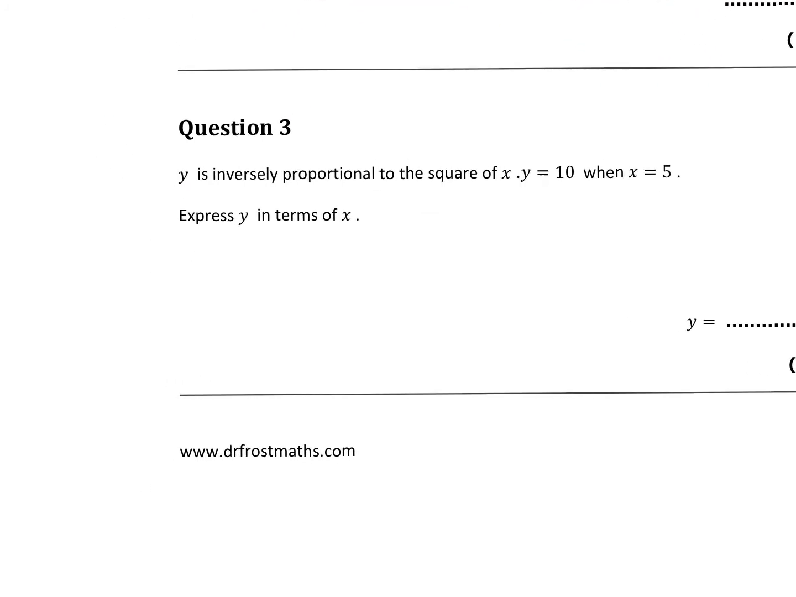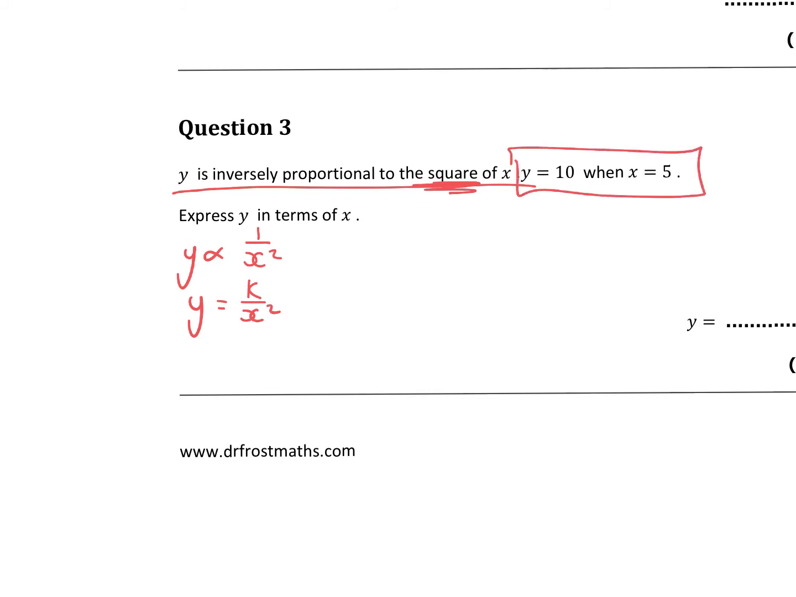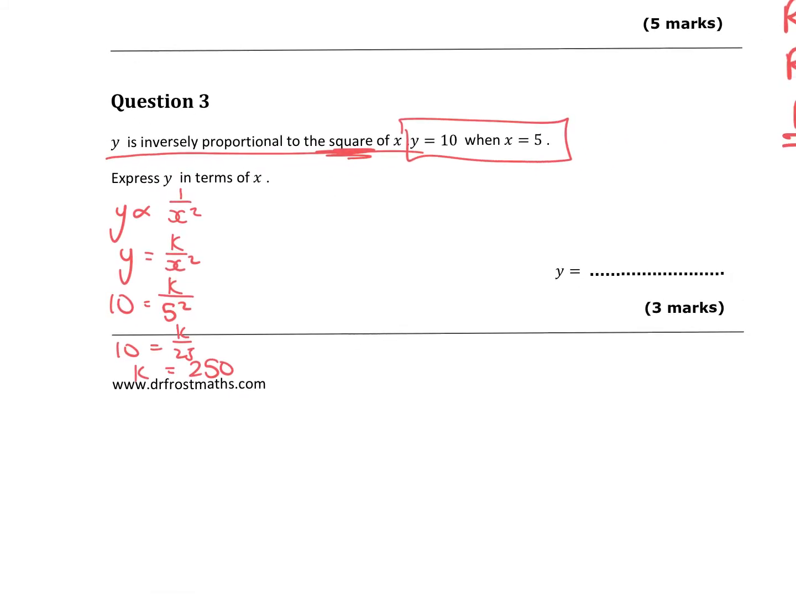Alright, question 3. This is one of the ones I said just be careful of. Y is inversely proportional to the square of x. So y is proportional to 1 over x squared. Y equals k over x squared. Then it tells us that y equals 10 when x equals 5. 10 equals k over 25, k equals 250, and in fact it's just the equation you want, y in terms of x, so y equals 250 over x squared.